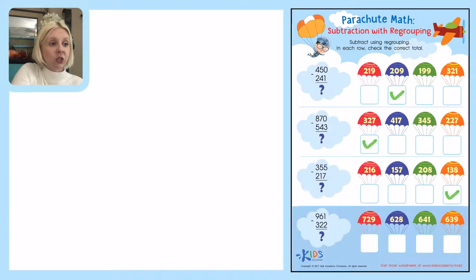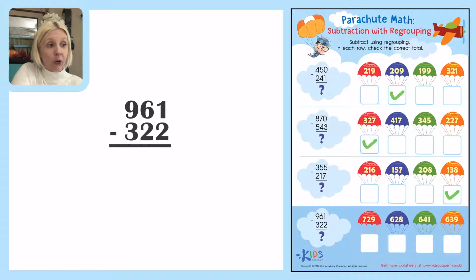Great work. The last one is 961 minus 322, okay? So 1 is smaller than 2. So here I'm going to need to regroup or borrow. So what I'm going to do is add 10 to it, okay, so I'm going to cross that out and turn it into an 11. The only way I can do that is by taking from the 6 and I'm going to turn that into a 5. Okay, it has to be one less since I take away here.